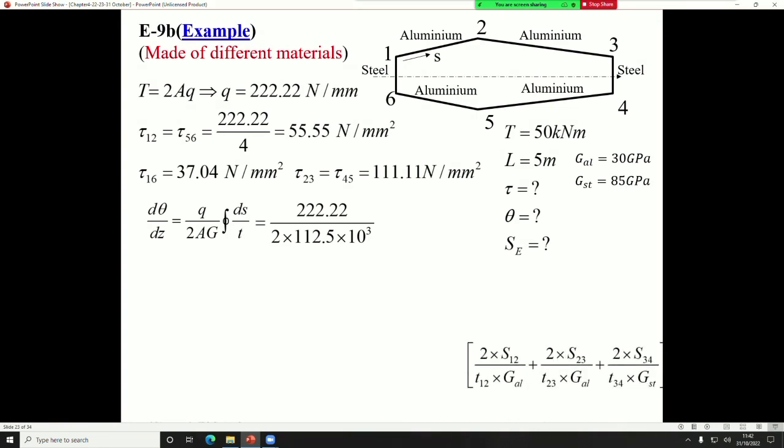So look at the equation now. I'm calculating the loop integral of ds over Gt. So we've got two panels of R12, both made of aluminium. So two times the length of the panel, the thickness of each panel, and the shear modulus of aluminium. We've got 2, 3, and 5, 4, 5, the same material, the same length. So this is for these two. Now look at these two. Now we've got 2 times the length of panel 3, 4, or 1, 6, the thickness and shear modulus. The shear modulus of steel is 85.